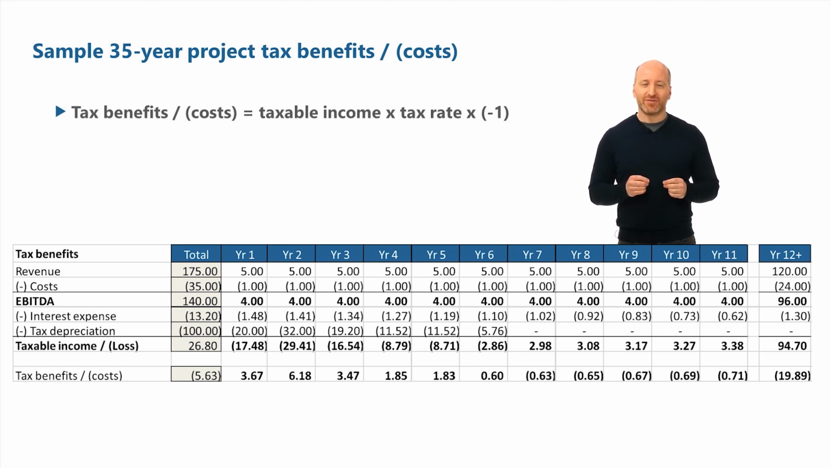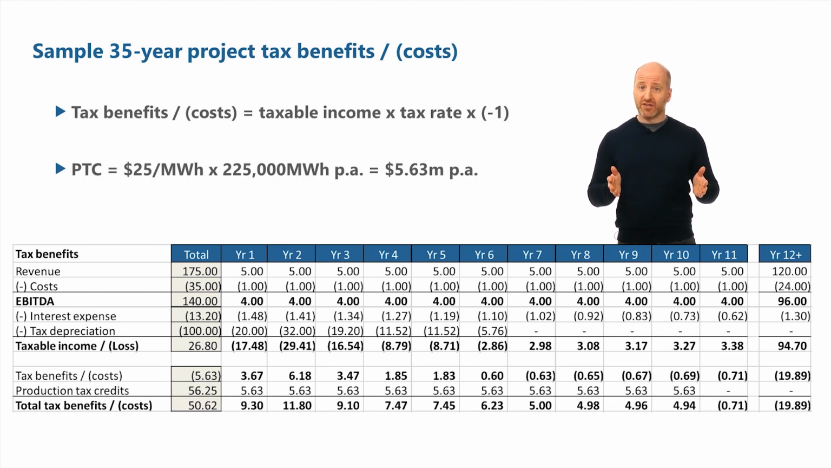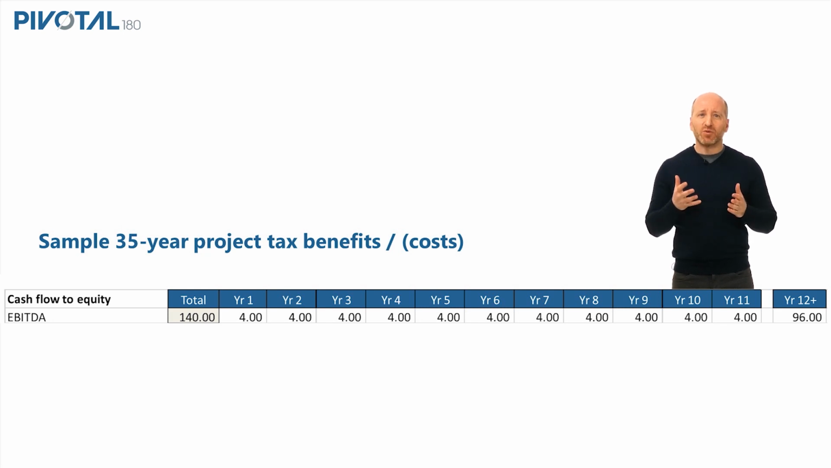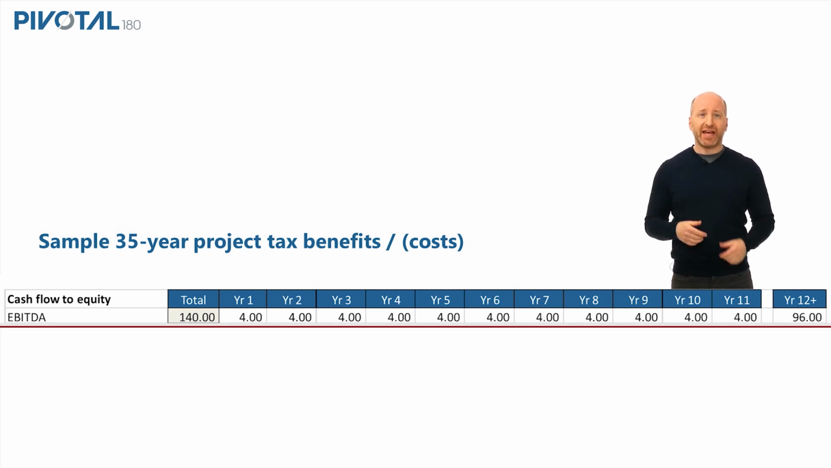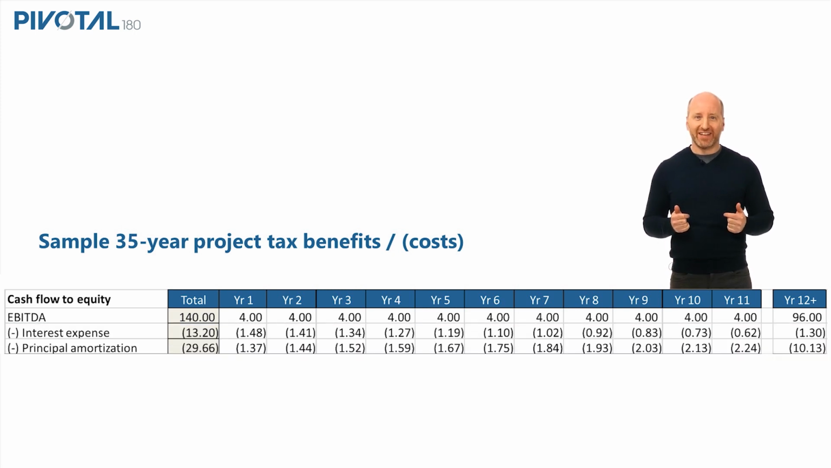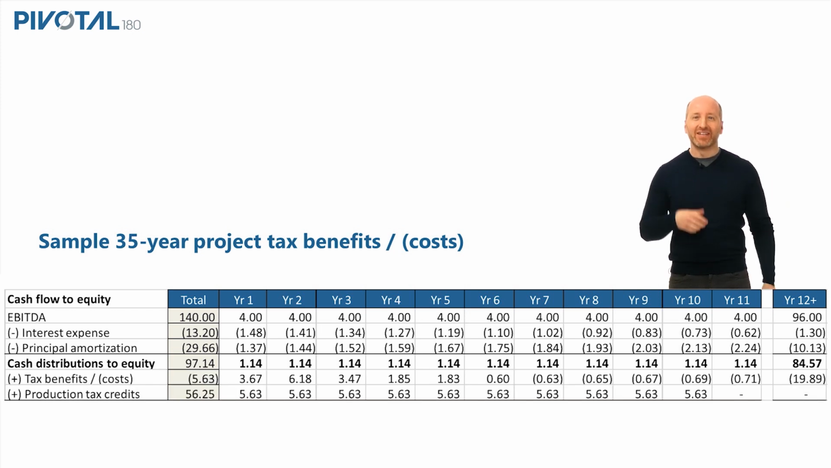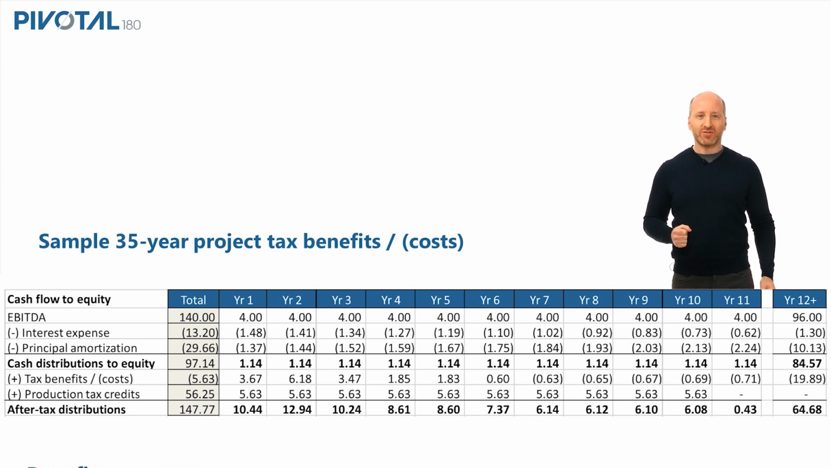The production tax credits for our project are calculated based on 10 years of production and a PTC of $25 per megawatt hour or 2.5 cents per kilowatt hour. Moving from income to cash flow, from the standpoint of after-tax cash flow to the investor, we start by taking our EBITDA, and we will first subtract interest expense and debt principal repayments in order to calculate the cash distributions made to equity. And we add that to our taxable benefits and our tax costs, plus our PTCs, in order to derive the after-tax cash flows to the equity investor.